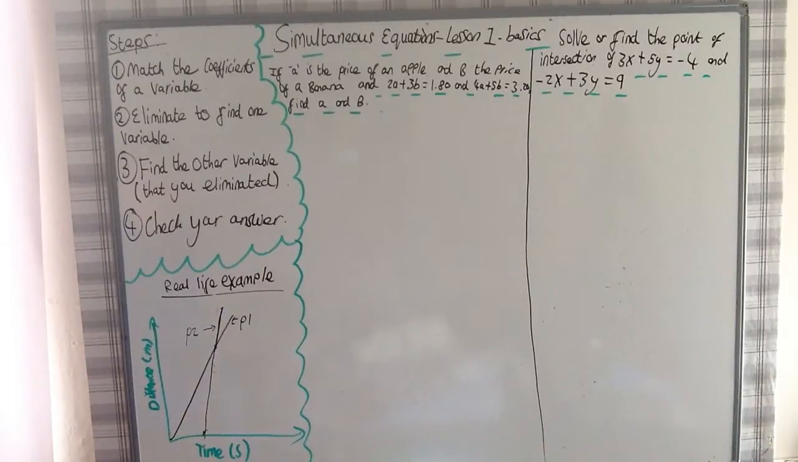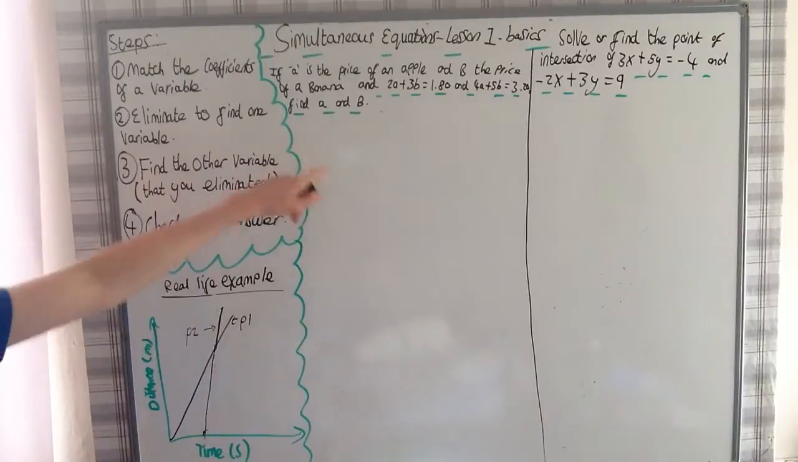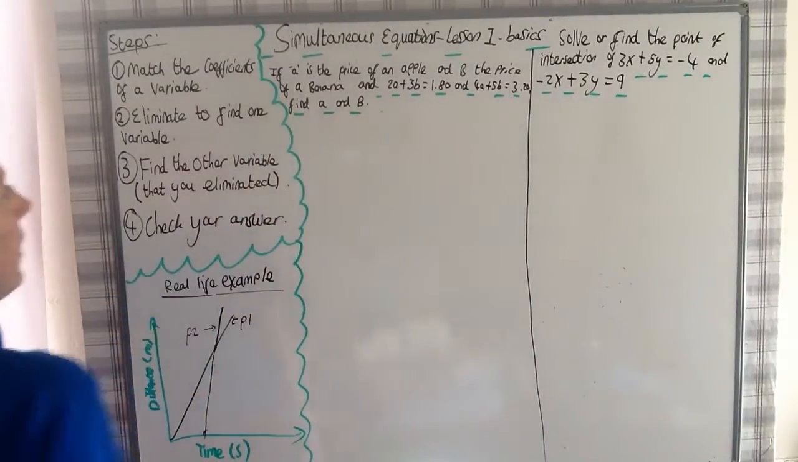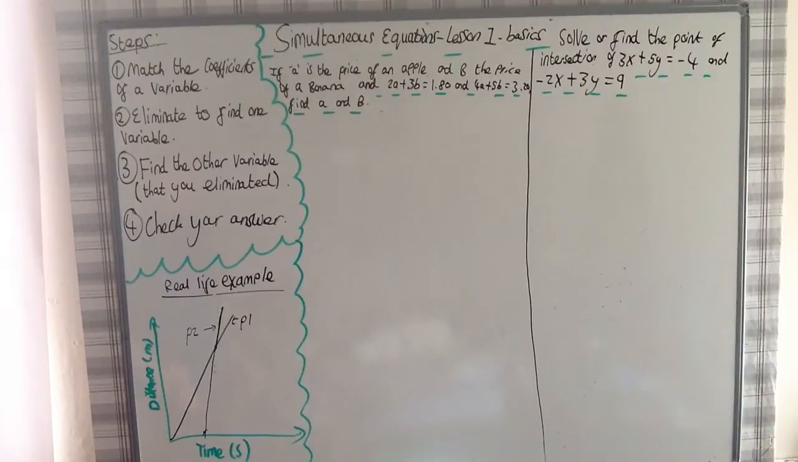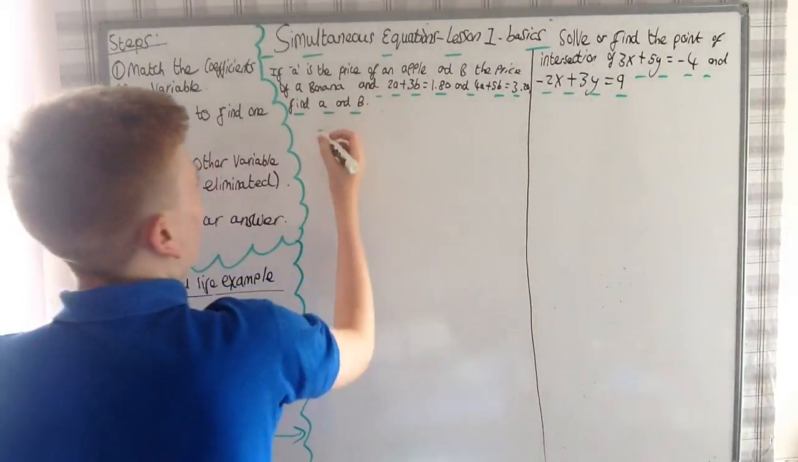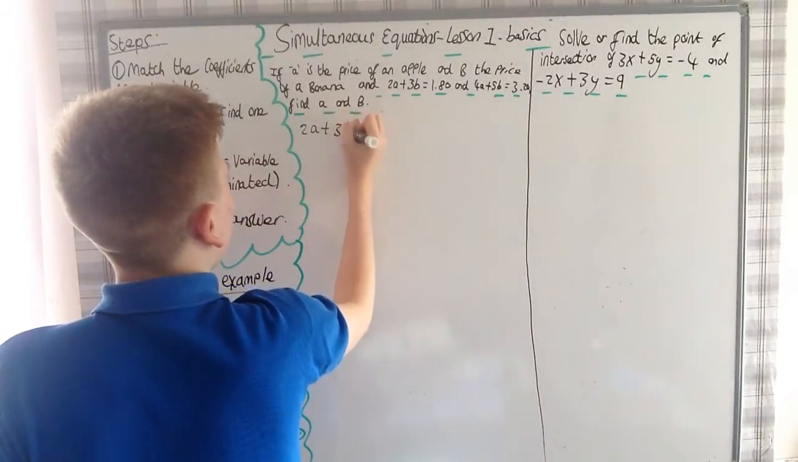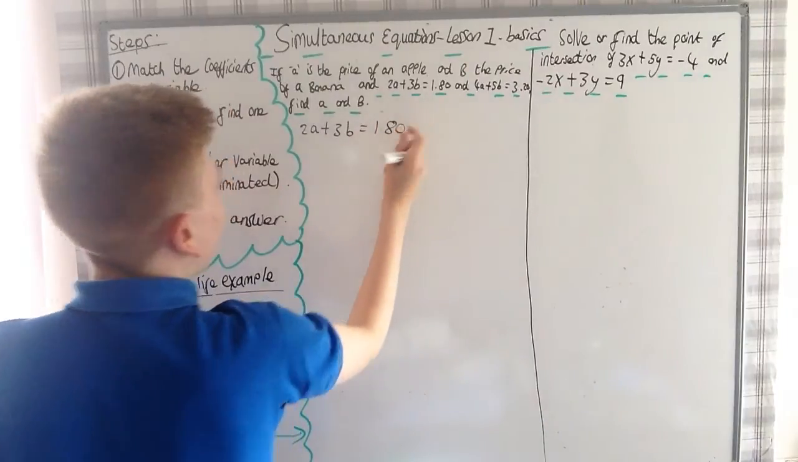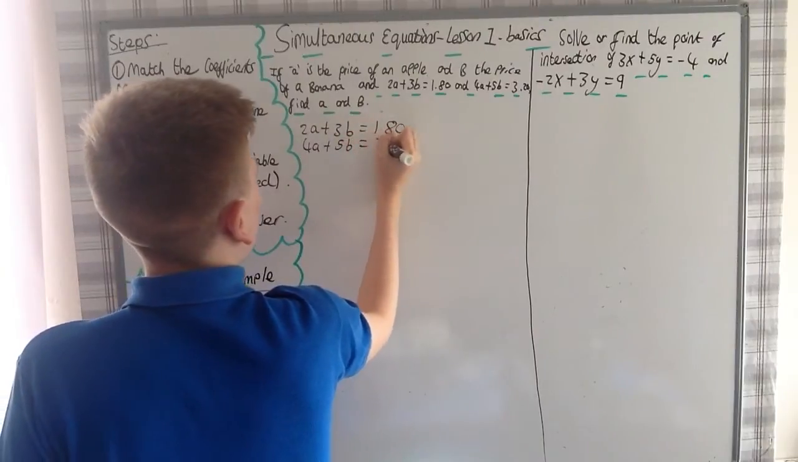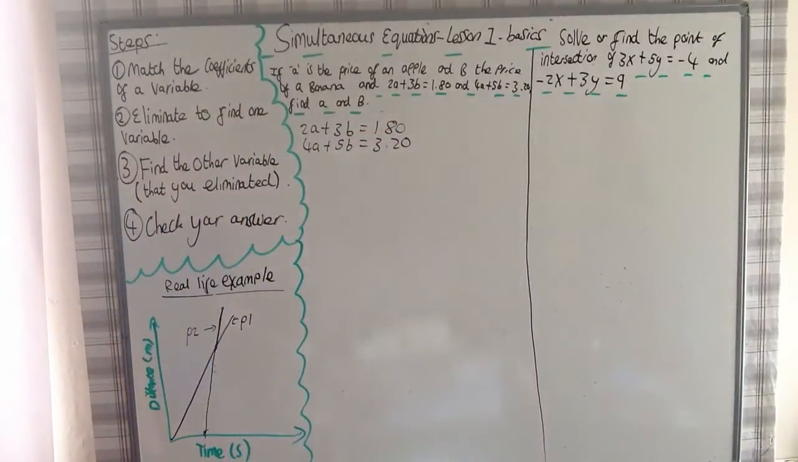So we're also going to go through this example here, which says if A is the price of an apple and B the price of a banana, and 2A plus 3B equals £1.80 and 4A plus 5B equals £3.20. Find A and find B. So, if A is the price of an apple, we'll write these equations out. 2A plus 3B equals £1.80, and we've got 4A plus 5B equals £3.20. And we need to find A and B.